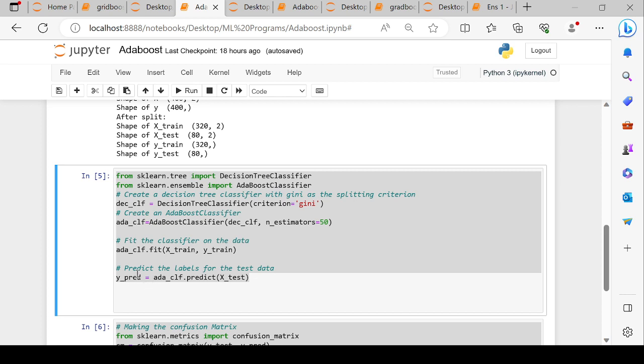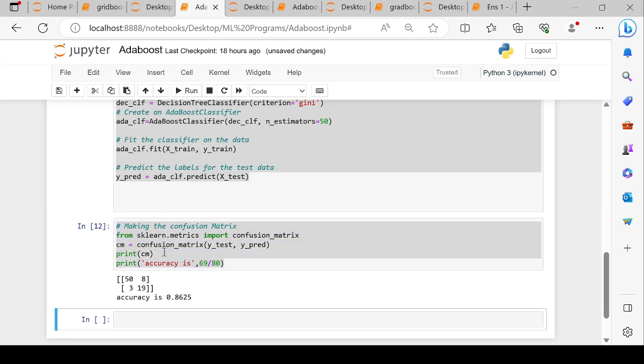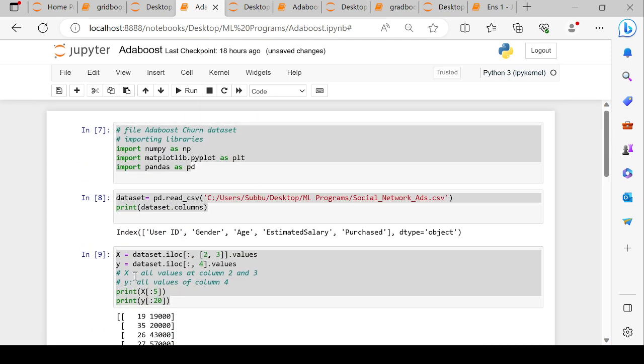Then fit the classifier on X_train, y_train, and predict the labels for the test data. The y_pred is ada_clf.predict(X_test), so that we can find out how good the fit was. Now I can make a confusion matrix for this. It is 69 out of 80, so 0.8625 is the accuracy of the AdaBoost algorithm for the social network ads data, on whether the customer purchased or not.